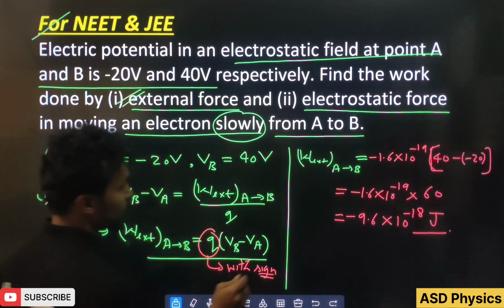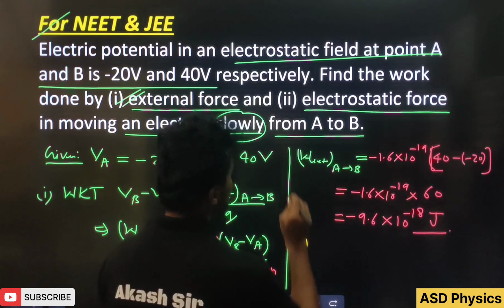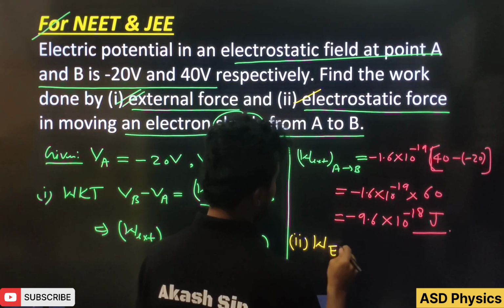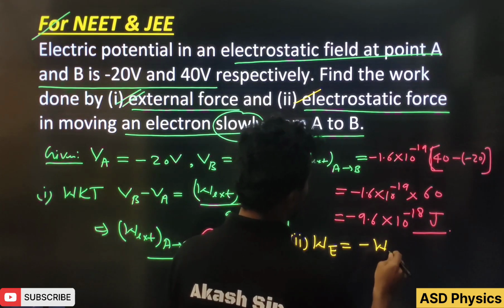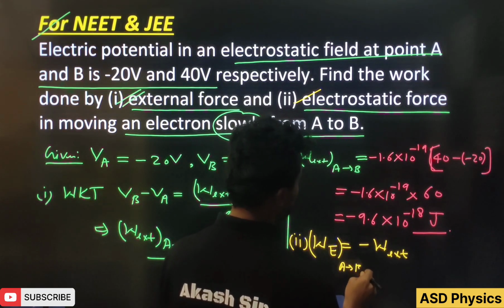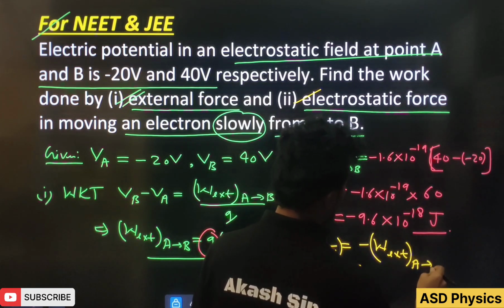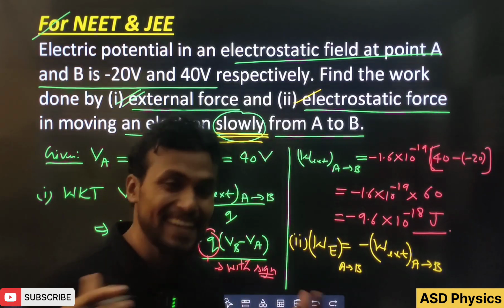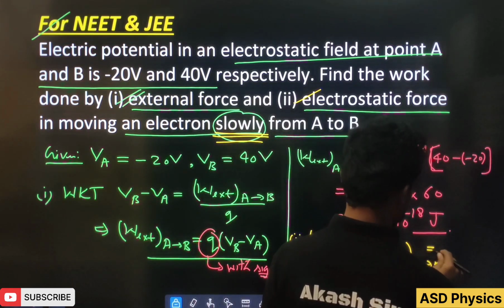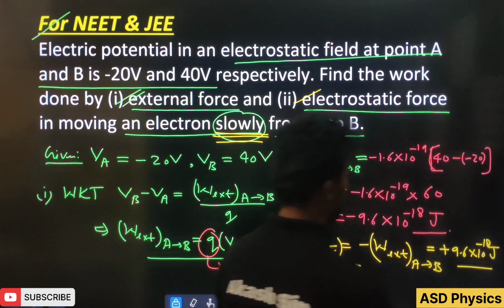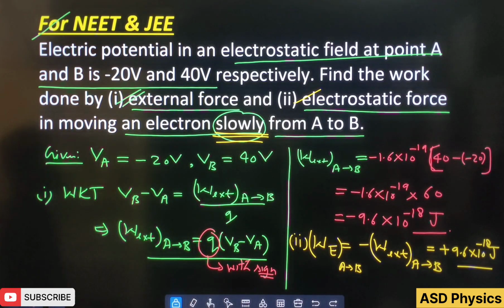Now students, in the second part, what is given? They are asking work done by electrostatic force. So see, please, work done by the electrostatic force is the negative of the work done by the external force here, from A to B. Why have we done this? Because the keyword is there: slowly. Slowly means what is constant? Kinetic energy is constant. That means it will become here plus 9.6 into 10 to the power minus 18 joule. Okay, this question we have done for the basics.